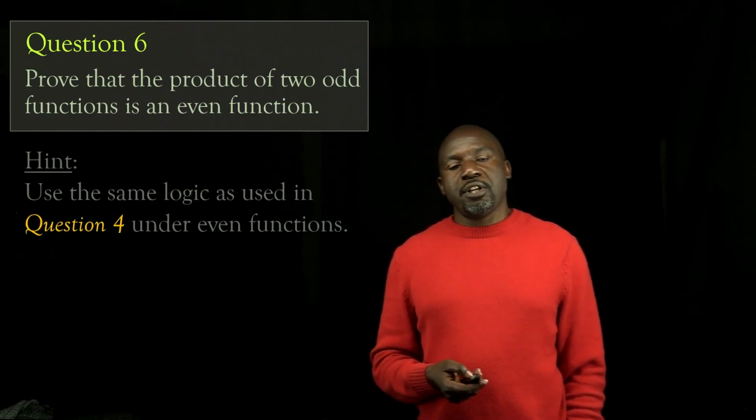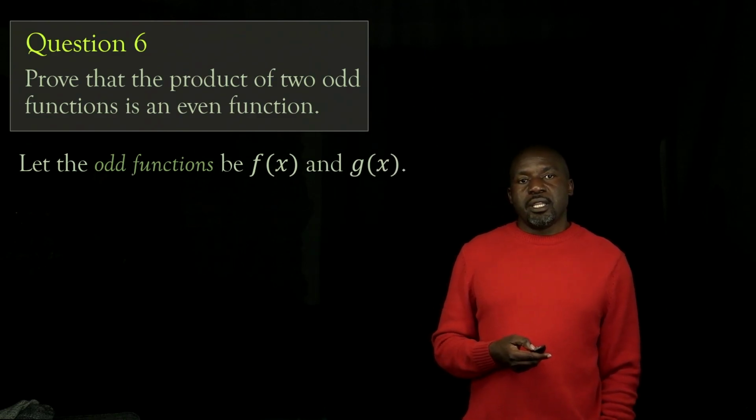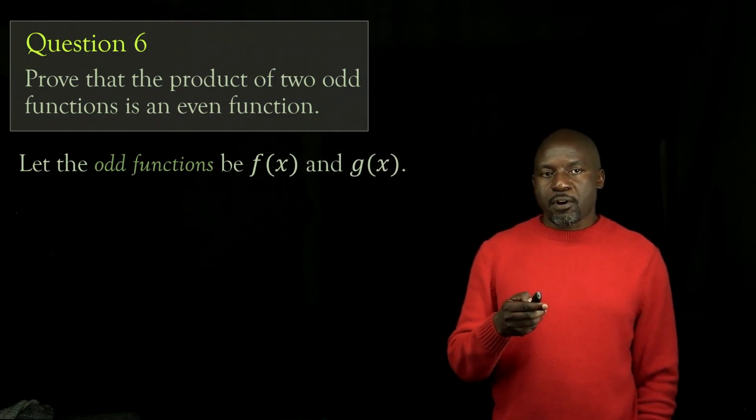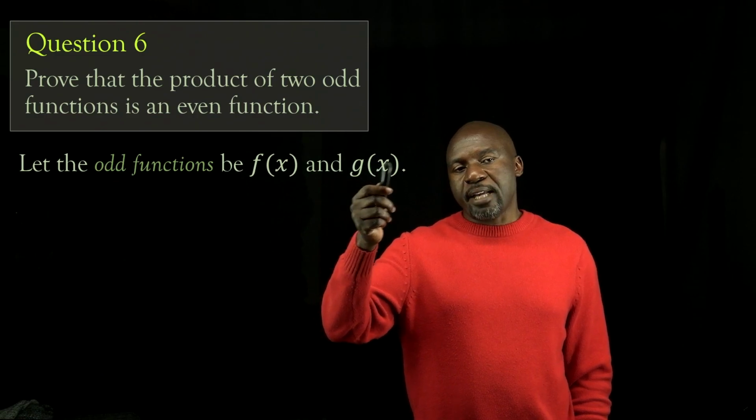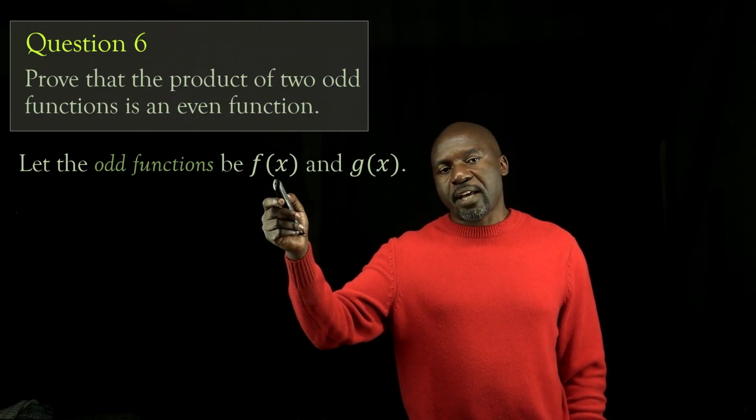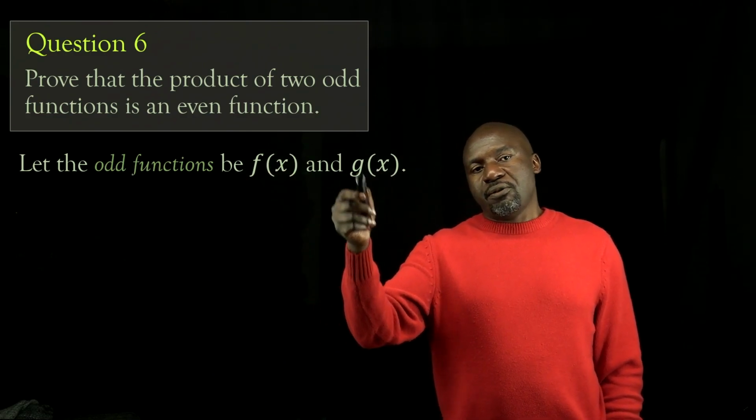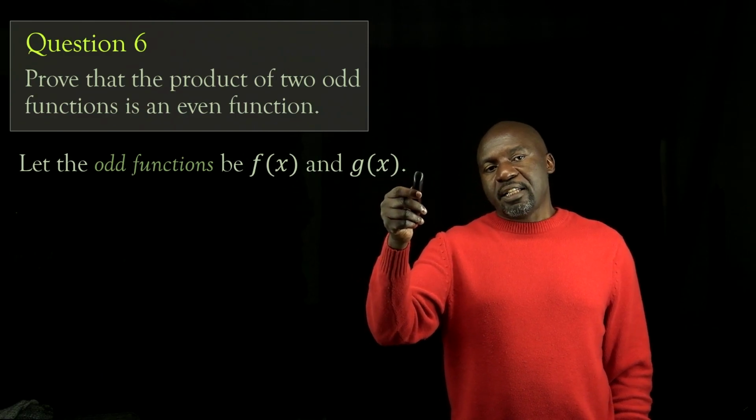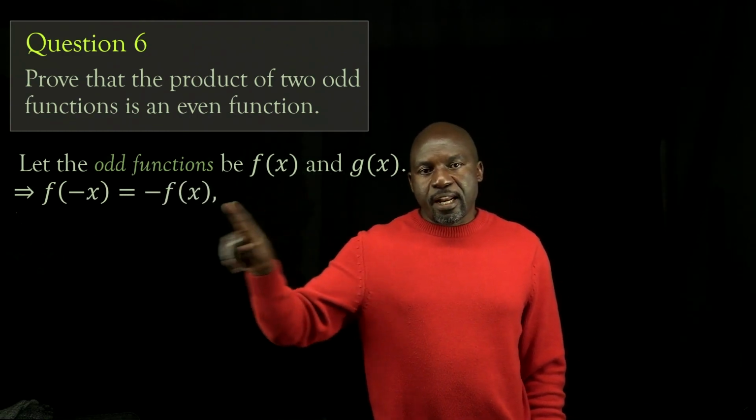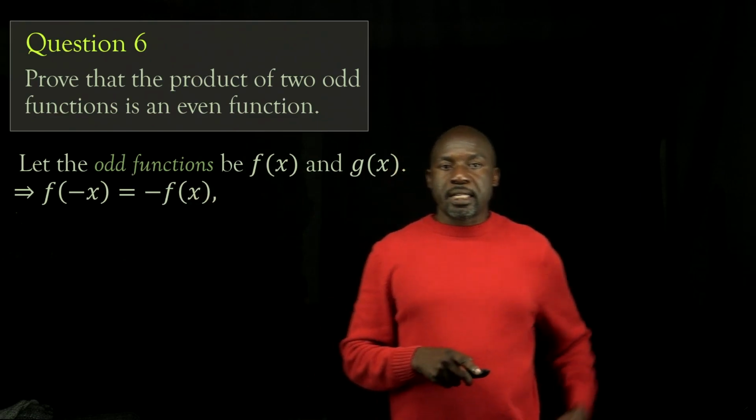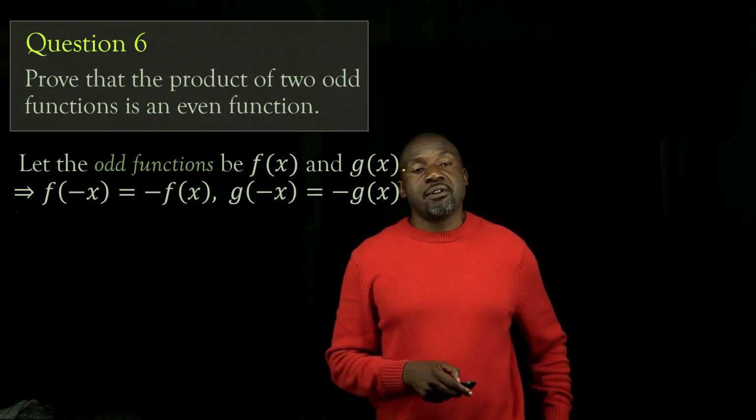So assuming you've paused the video and you've tried it out, here is the solution. Let the two functions be f of x and g of x. They are both odd, which is to say f of x must be equal to negative of f of minus x. Or if you like, you can say f of negative x must be equal to the negative of f of x, and g of negative x must be equal to negative of g of x. If they are odd functions, then f of negative x is the negative of f of x, and g of negative x is the negative of g of x.